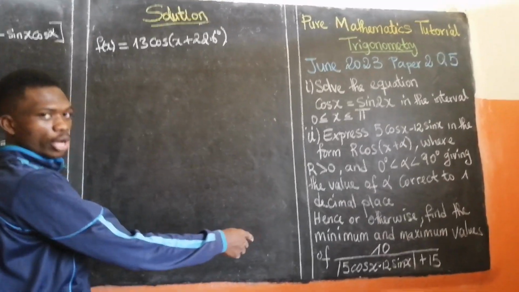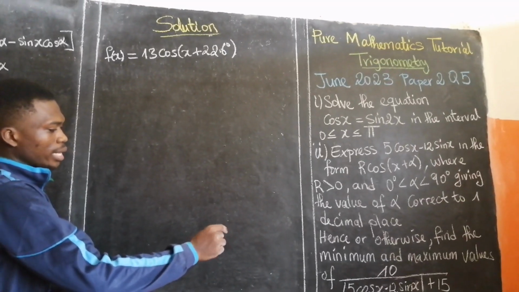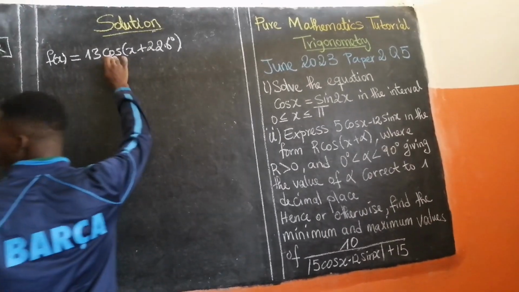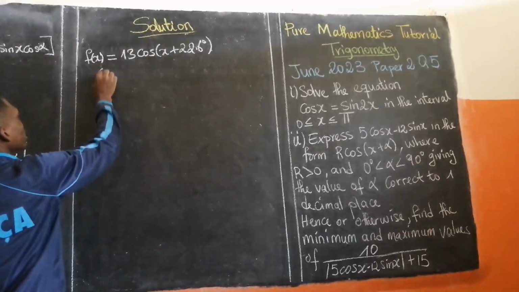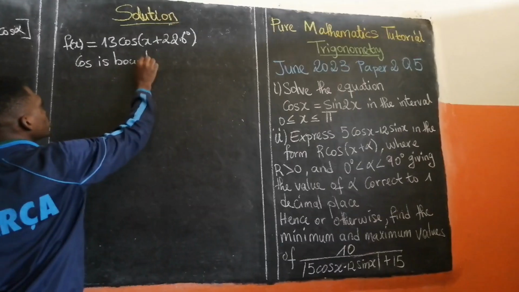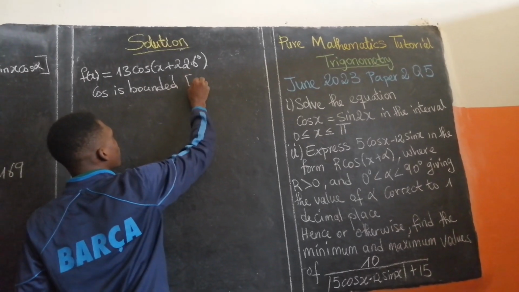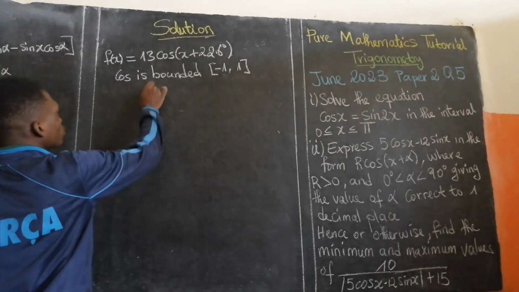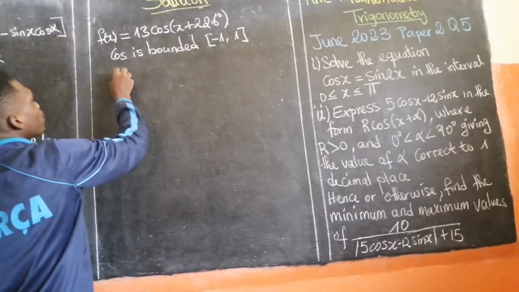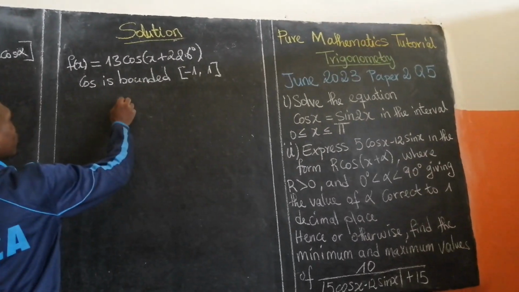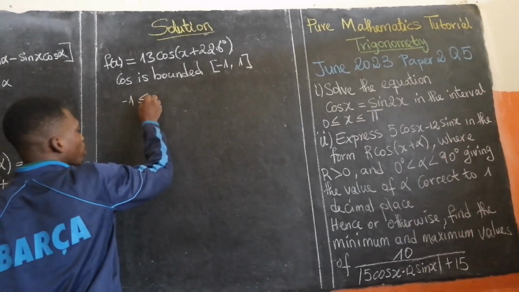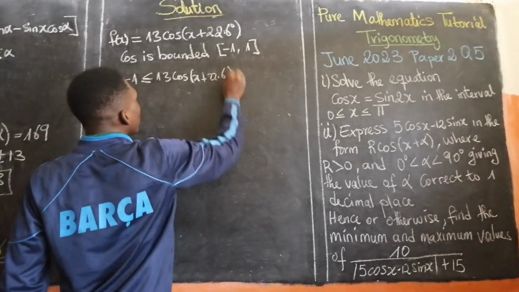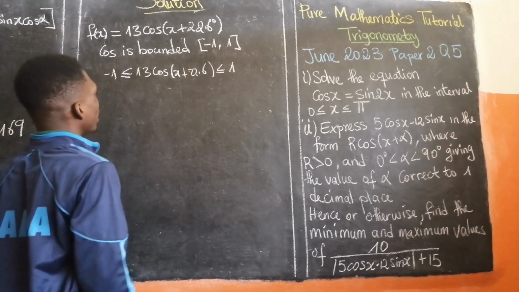We recognize that the function in the denominator with the absolute value is our f of x. And this is a cos function, and the cos function is bounded. The cos function is bounded between -1 and 1. So it means that this function will exist between -1 and 1. So we are going to have that -1 less than or equal to 13 cos x plus 22.6 less than or equal to 1.